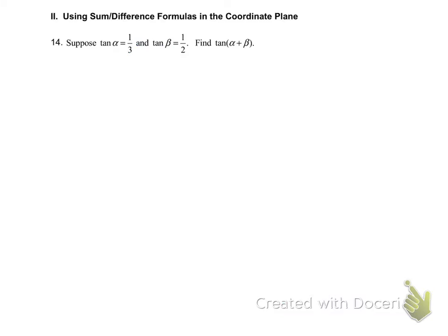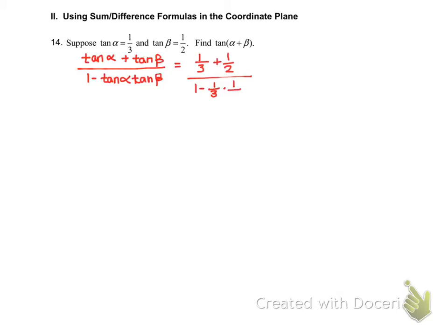Okay, so now we're going to use the sum and difference formulas in the coordinate plane. So we're given tangent of alpha equals 1/3 and tangent of beta equals 1/2. So find the sum formula. Since the sum formula states tangent of alpha plus tangent of beta over 1 minus tangent of alpha times tangent of beta, we just plug in and substitute our values. So we have 1/3 plus 1/2 over 1 minus 1/3 times 1/2.